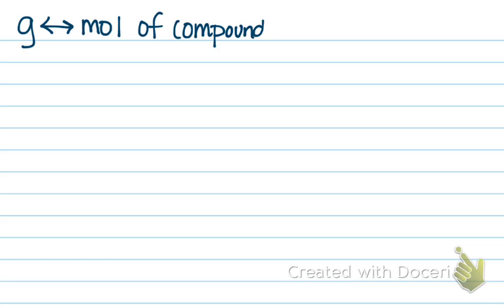Alright, in this video I'm going to take you through how to go from the grams of a compound to moles of a compound, and vice versa. So if you want to do that conversion, let's say that you have, I don't know, 10 grams of carbon dioxide, and you want to figure out how many moles that is.